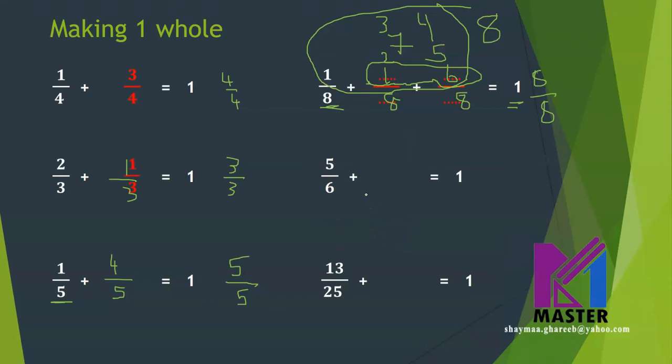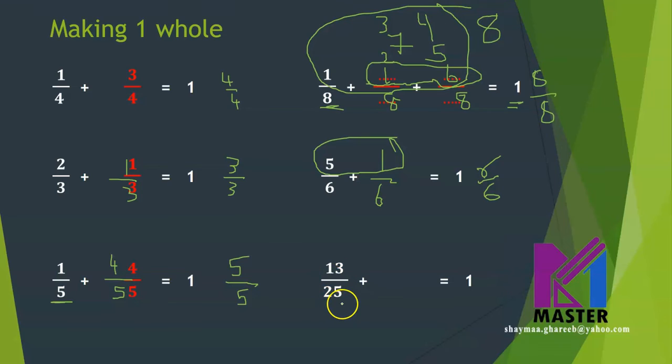What about this example? 5/6. The total number of parts is 6. So the 1 is 6/6. Now, how many parts do I need, or how many 6 do I need to complete one whole? I need only 1, because these two numbers together must add up to 6. Okay? This is a different number.